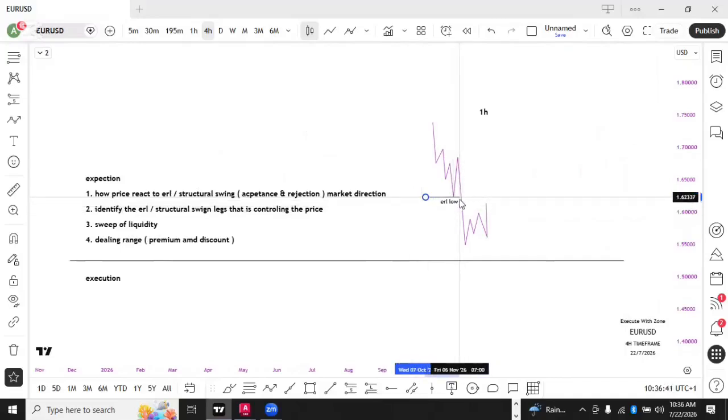then I want to know if the market accepts it or rejects it. Acceptance is a body of a candle closing below this external low. Rejection is a wick of a candle, wick and close above it. So in this scenario, let's say the market accepts it. Once the market has accepted it, that's one thing.